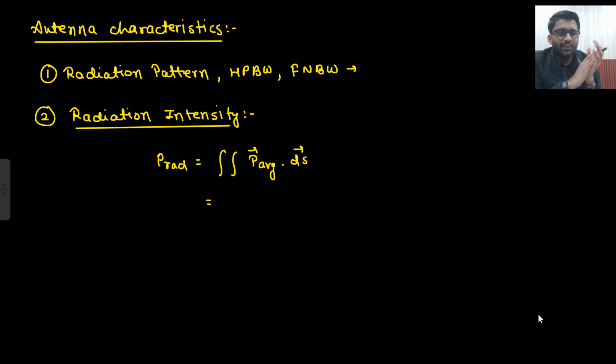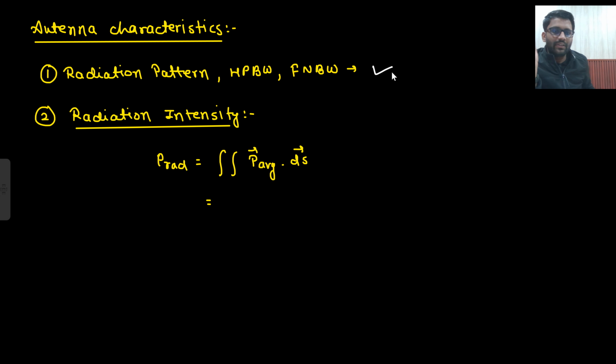So this is the fourth lecture of antenna. In the previous three lectures, we have studied the basics of antenna. Then we studied about Hertzian dipole antenna and its radiation pattern. And then we studied about linear dipole antenna having length greater than lambda by 10 and their radiation pattern. So in those radiation patterns, we studied about radiation pattern as well. We studied about half power beamwidth as well. And we studied about first null beamwidth as well. So all these points are clear.